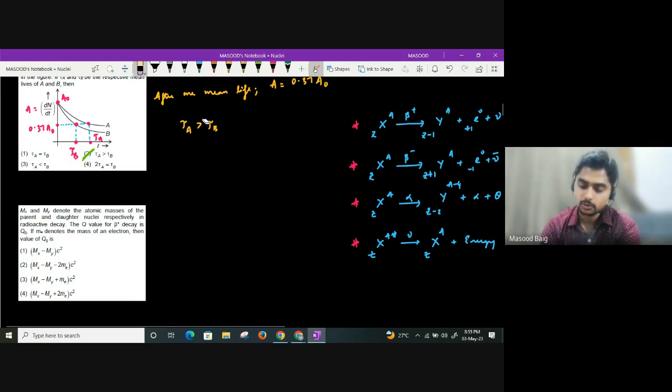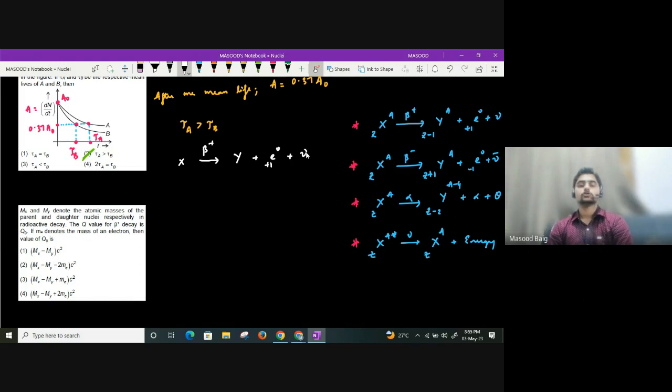So what is happening to X here? X is decaying to form Y. It is undergoing beta plus decay with the help of what? Positron, right? And neutrino will be released. Now, what is Q value? Q value will basically be energy of the products minus energy of reactants, guys. Here we should take nuclear masses. We should not take atomic masses, guys.